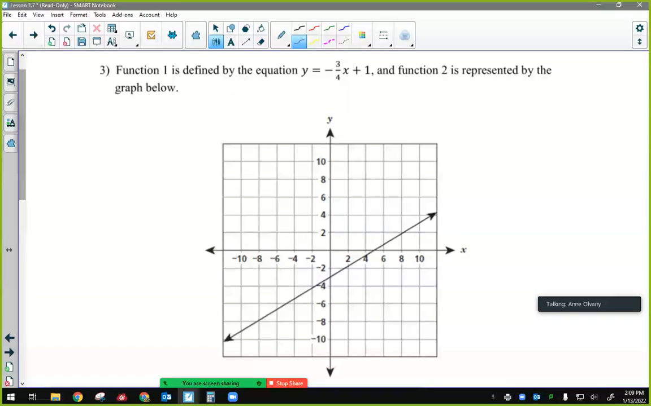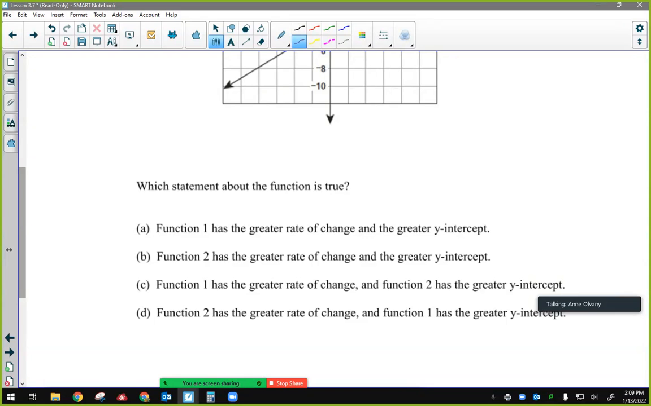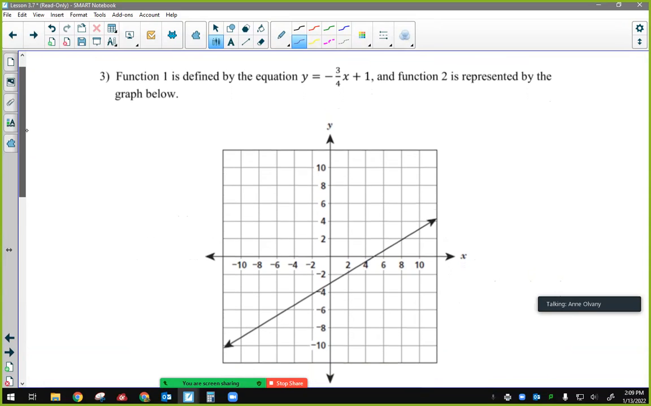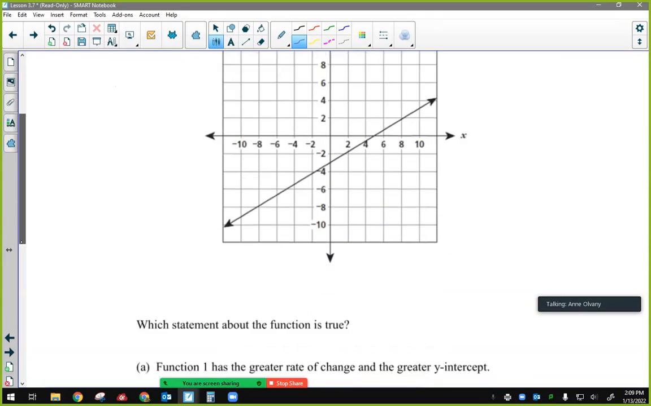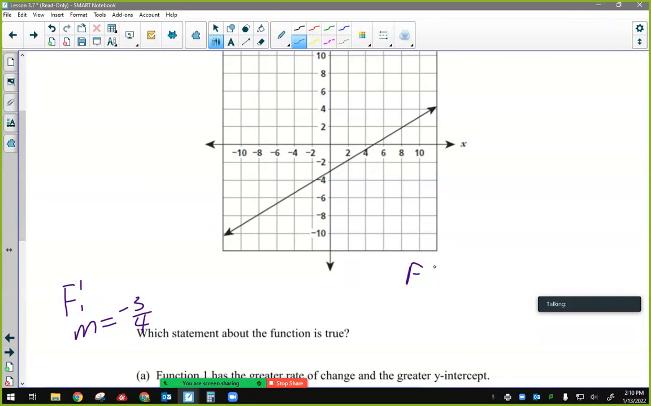Do you have this one? Function 1 is defined by that equation, and function 2 is represented by the graph. Which statement about the function is true? And so all of them are talking about rate of change. So we need to find the rate of change. Function 1 has a rate of change of -3. Good. And function 2, we need to do rise over run.